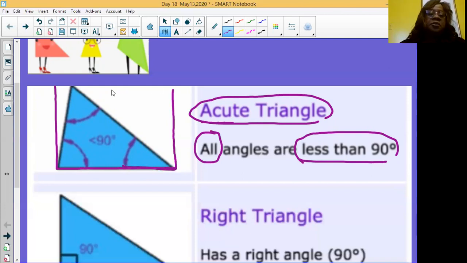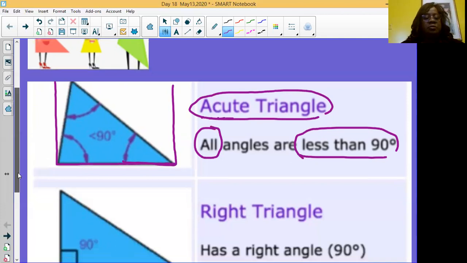So I'm going to pause right there, and I want you to draw your triangle and write the information for acute triangles. Remember, all the angles are less than 90 degrees in order for this to be called an acute triangle. If you need additional time, just pause the video.